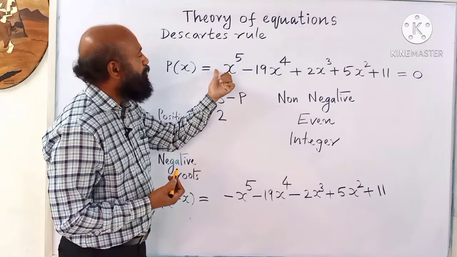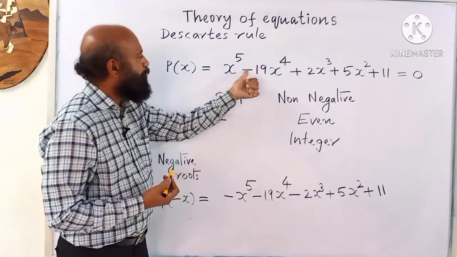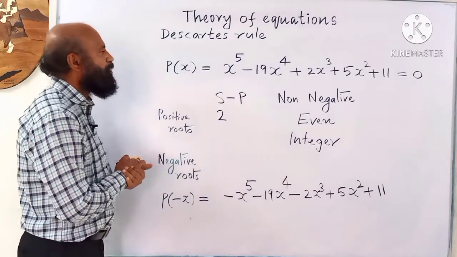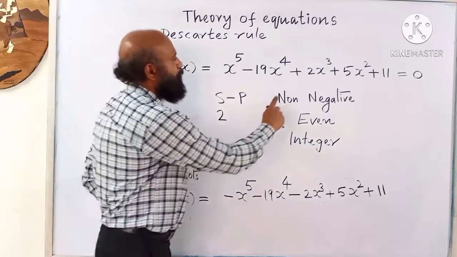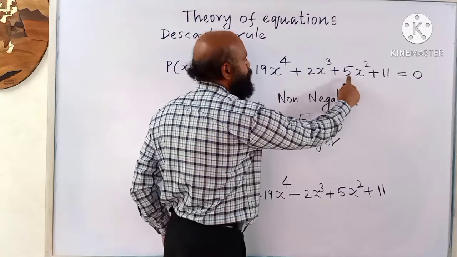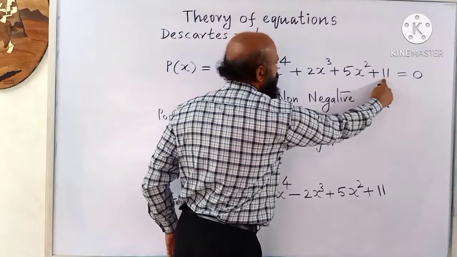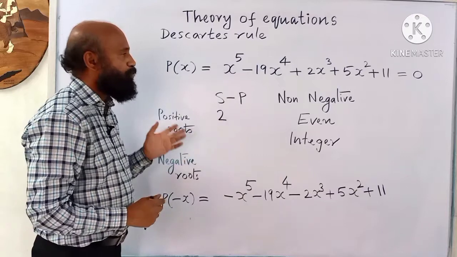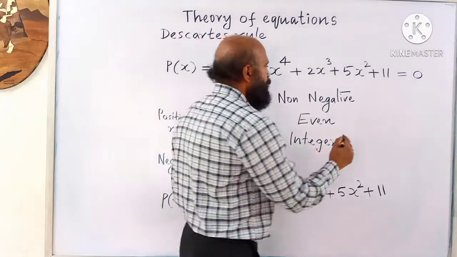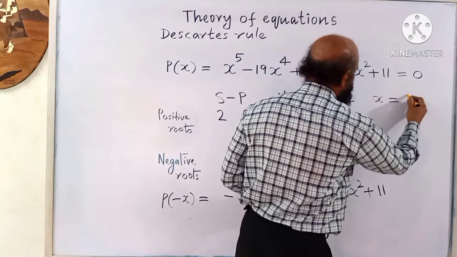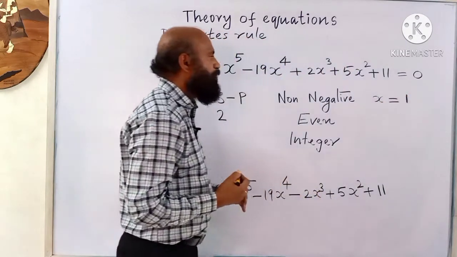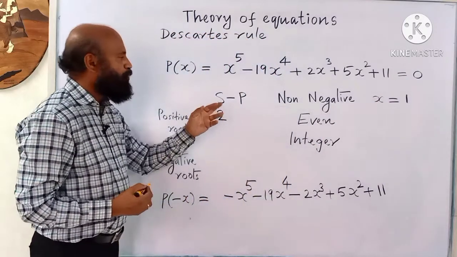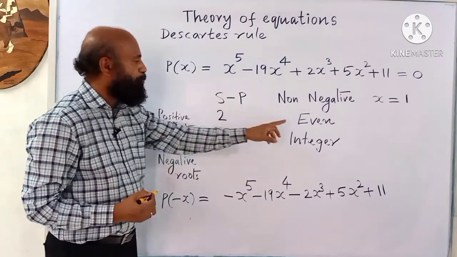Okay, now here you see the sign changes, two sign changes. Then the sum of the coefficients is 0. 2 plus 5, 7, 7 plus 11, 18 plus 1, 19, 19 minus 19, 0. So the sum of the coefficients is 0. So x is equal to 1 is a root. Then the number of roots cannot be more than 2 and it should be even also.